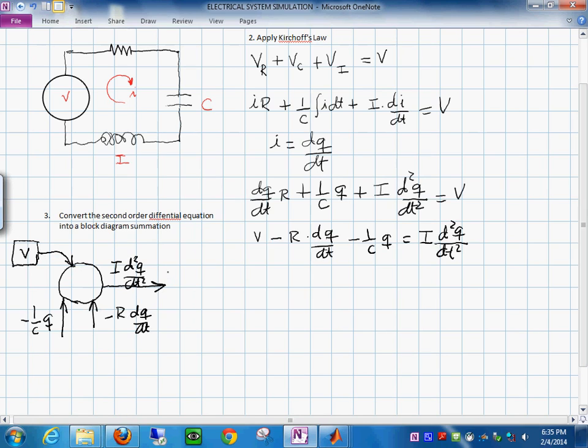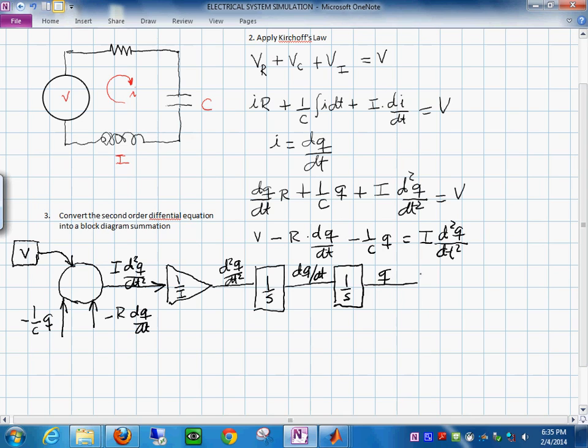Once you have it in this way, then of course it makes it a lot easier to process this and say, okay, look, this is d squared q dt squared, and if I integrate it once, like 1 over s, I am going to get dq dt, and if I integrate it another time, like 1 over s, this is going to be q, and then of course I just put a little scope in here like this, yeah.